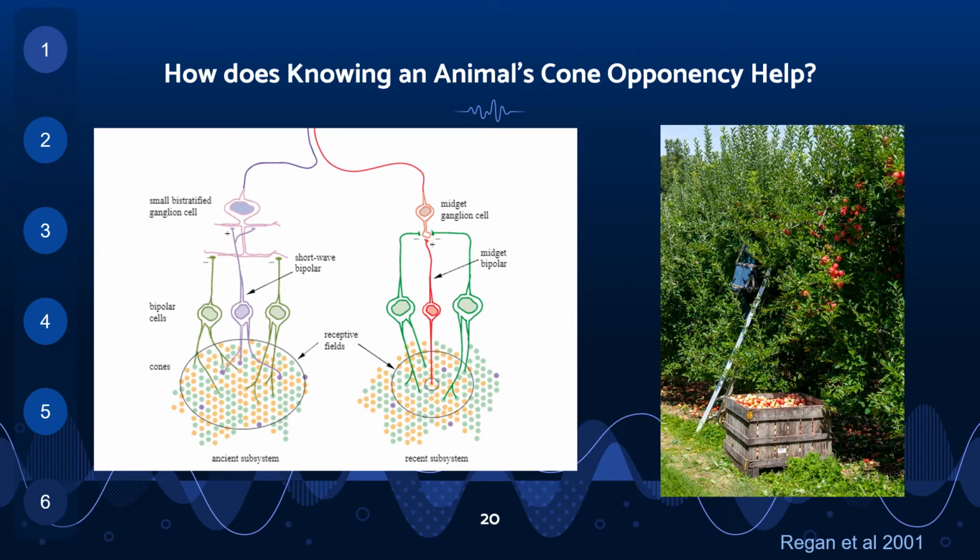On the left-hand side, you'll see two cone opponent circuits which belong to a trichromatic primate. The circuit on the left is sensitive to blue and yellow, and it doesn't have any special spatial properties. The one on the right is sensitive to red and green and has high spatial resolution. This means that this animal will be better able to detect small red objects on a green background when compared to blue objects on a yellow background. This is very useful for a foraging trichromatic primate whose diet is primarily composed of red fruits that they must forage for among green leaves.